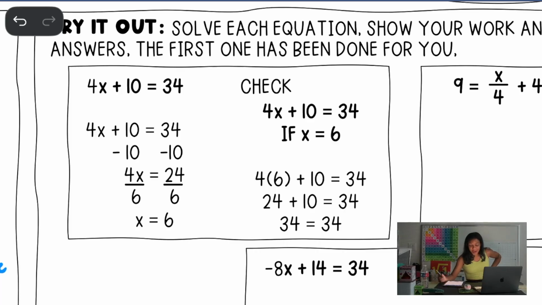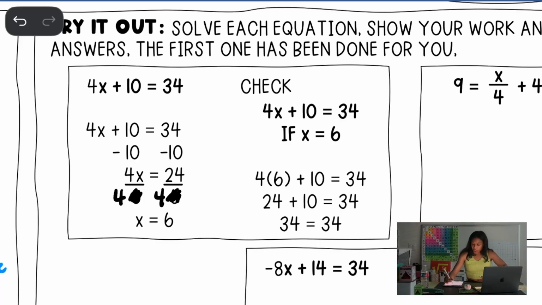All right. Here is our example. Let's take a look at it. We have 4x plus 10 equals 34. They subtracted 10 on both sides. That's that zero pair. And now we're left with 4x equals 24. They divide by 6. Ooh, I need to change that. It's going to be divide by 4 on both sides. I will change that in the documents now that I see it. And x is going to be equal to 6.